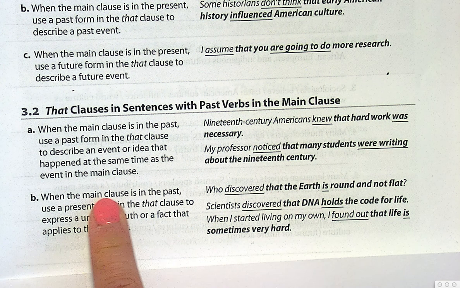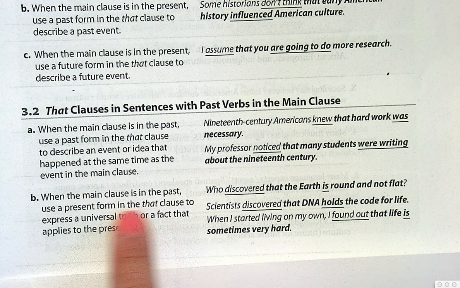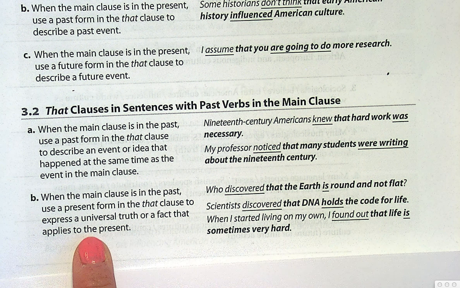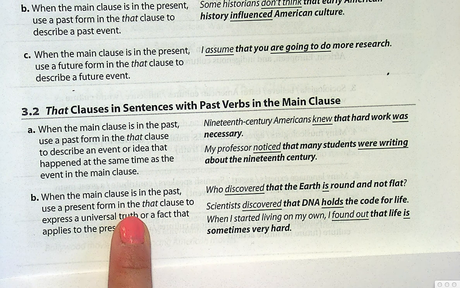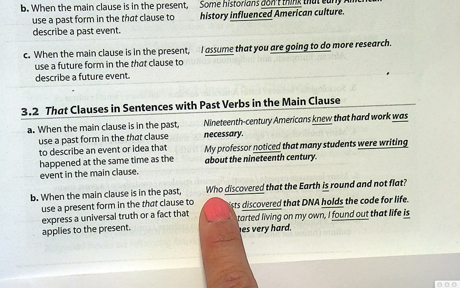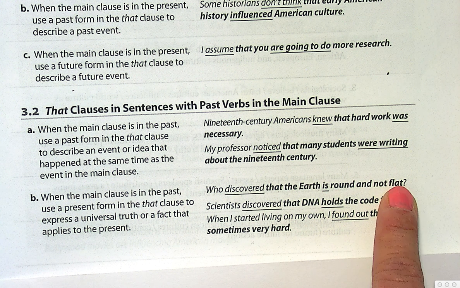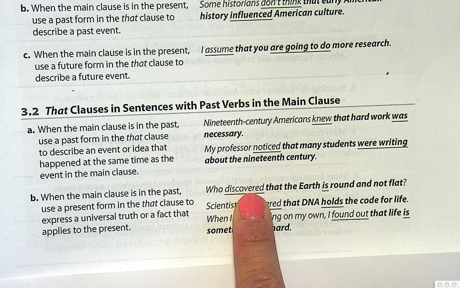When the main clause is in the past, use a present form in the that clause to express a universal truth or fact that applies to the present. I would like to emphasize that it's a universal truth, something that is true always, forever, and ever. Who discovered that the earth is round and not flat? In this case, this is a question.